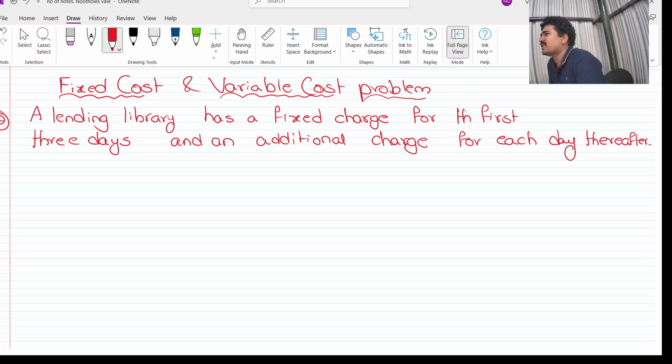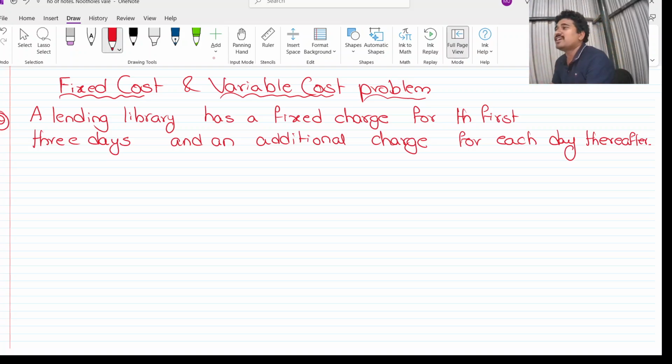Okay, every library will charge money. His rule is, you take the book, for the first 3 days a fixed amount, I will tell. After that, if you still want the book, it is 5 rupees per day or 10 rupees per day. He said 30 rupees for the first 3 days. Like in bicycle parking or car parking, first 2 hours 100 rupees per hour, then 50, like that they will tell, right?